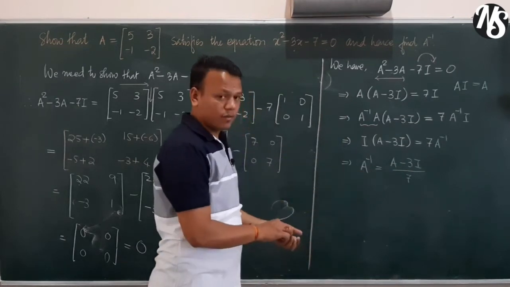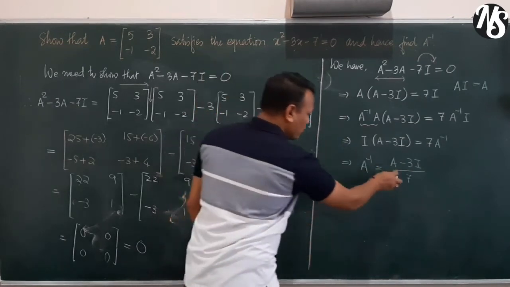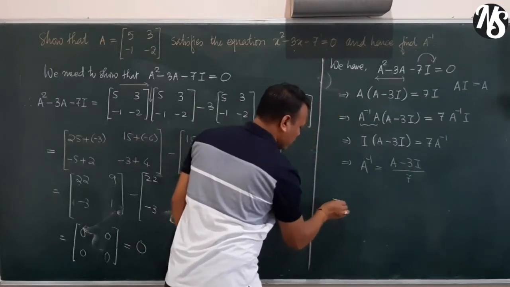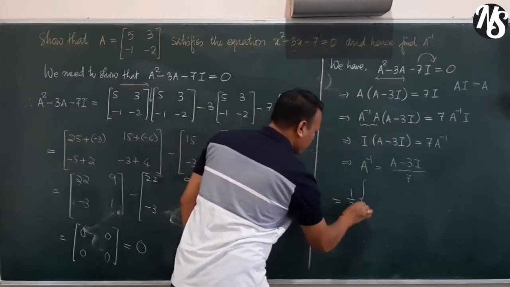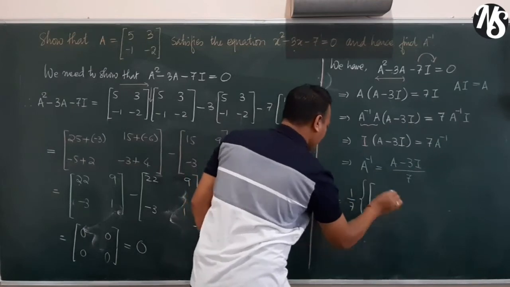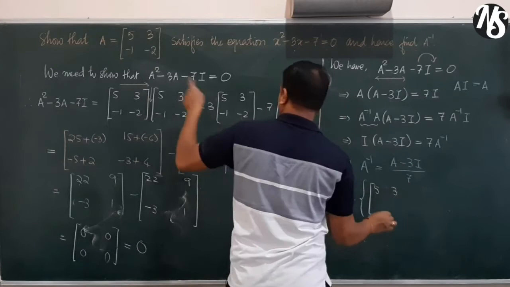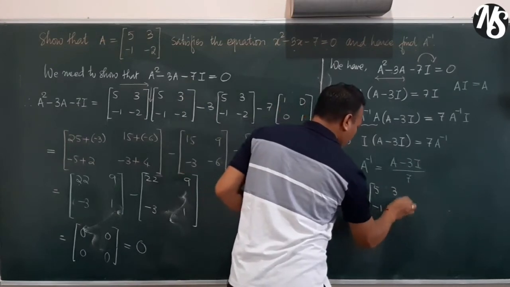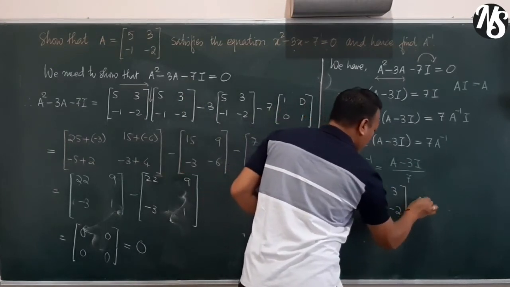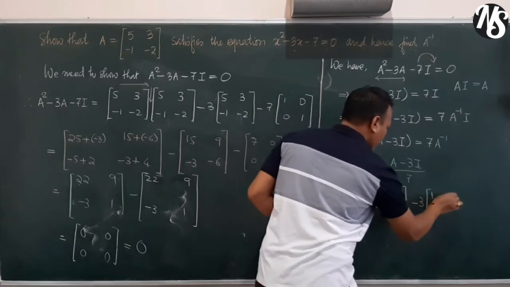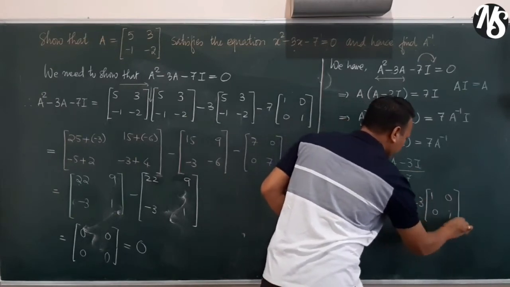Now let's put the values. This is actually 1 by 7, isn't it? So write 1 by 7 here. So what is matrix A? Matrix A is [5, 3; minus 1, minus 2], minus 3 times I, which is [1, 0; 0, 1].